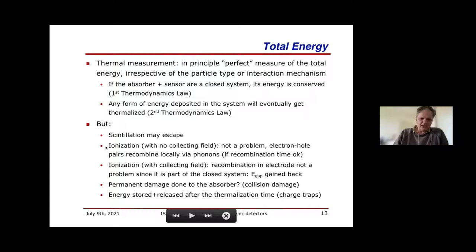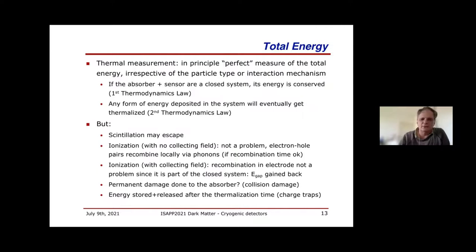But let's look at ionization. Is ionization perfect, so that it fits well in this perfect world? Well, if you have no collection field, which means that all the ionization you produce, the electron-hole pairs, don't have time to travel very far, they will eventually recombine after a certain time. So if you wait long enough, and in an NTD measurement you wait for 1 millisecond, then everything recombines. And so all the energy pumped into this, E gamma, or just the gap, also comes back in the end, and you have it in your total energy measurement.